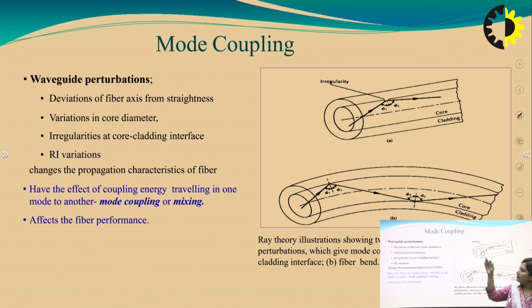So these are some conditions in which the perturbations will occur, and these conditions will make the mode coupling or the mode mixing not proper. So we have to see that there are no irregularities at the core cladding interface or large refractive index variation at the time of fabrication.